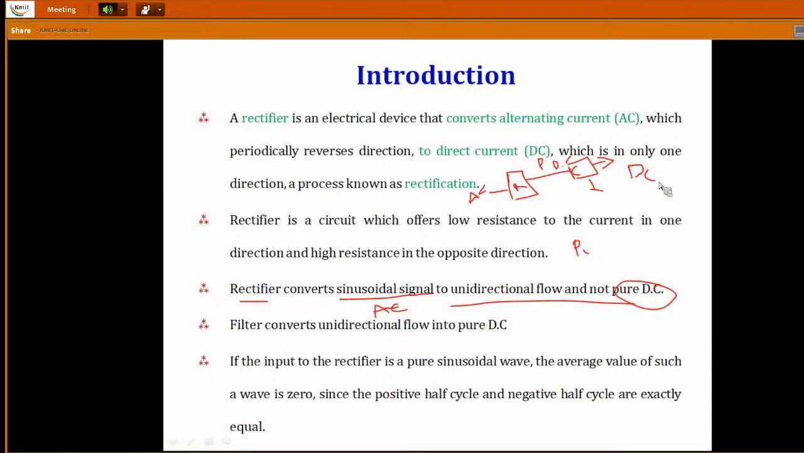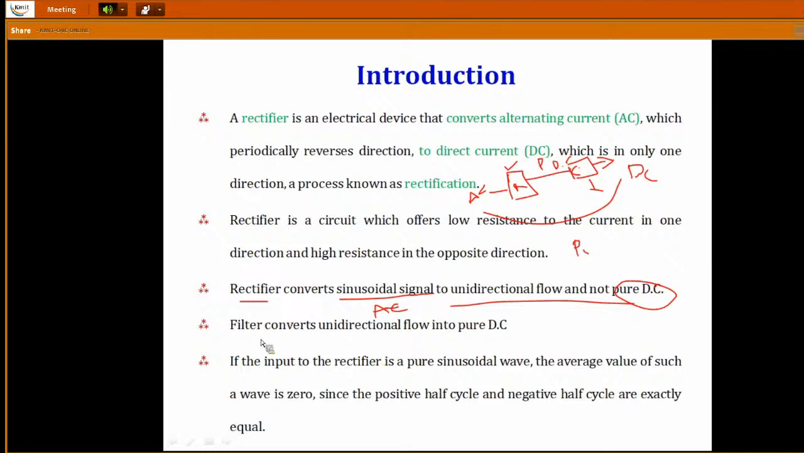That means to convert AC to DC, there is a two-step process. The first one is the rectifier, which converts the AC signal to pulsating DC, and the pulsating DC is converted to pure DC with the help of your filter. Okay, in our topic we have two things. The first one is rectifiers with filter, and without filter. These two topics we are going to see today.